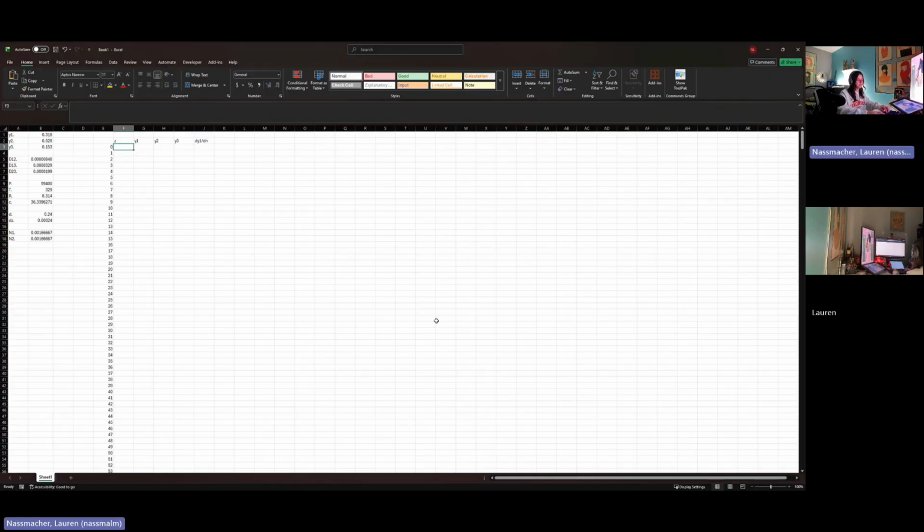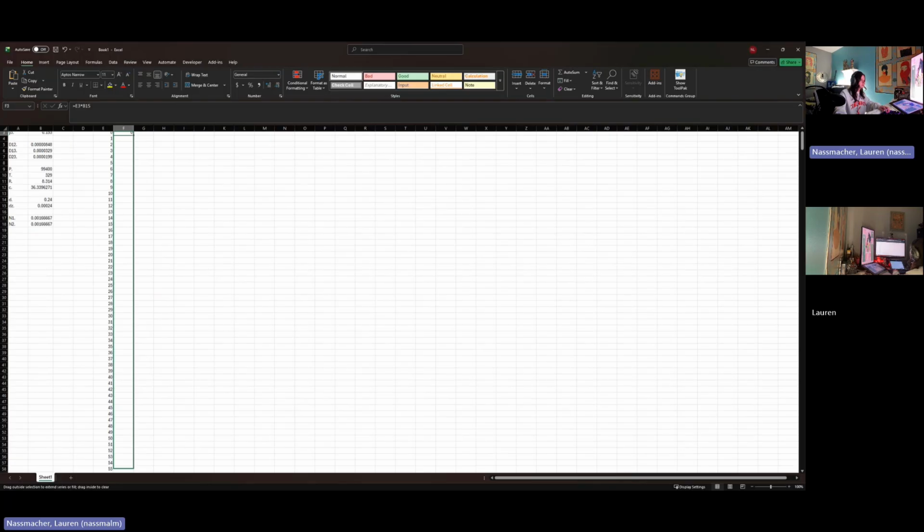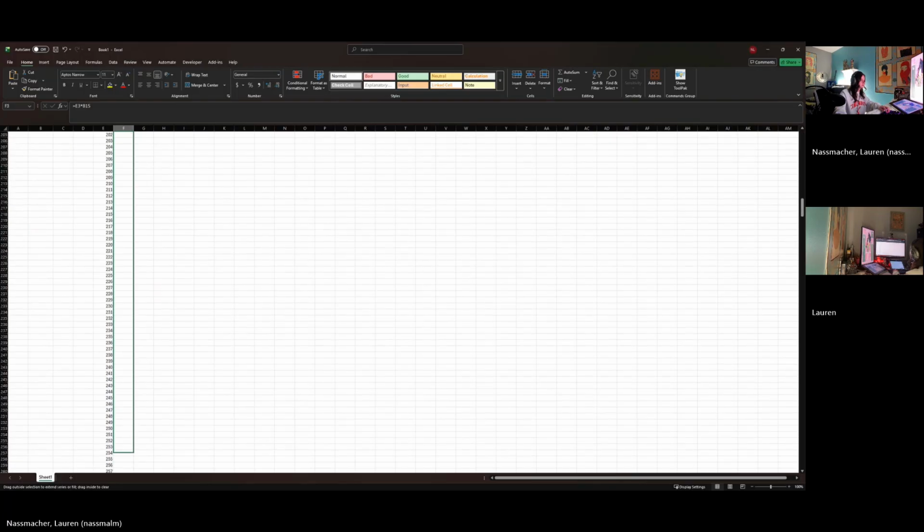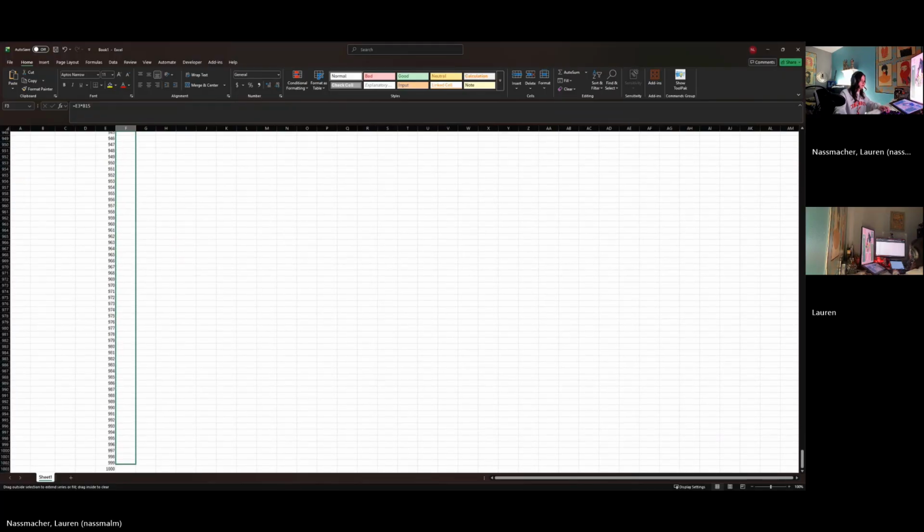And for our Z value, that's going to be equal to whatever values in this column multiplied by our change in Z. So if we drag that all the way down to 1,000, here's a lot of values. Keep going, keep going. There we go.